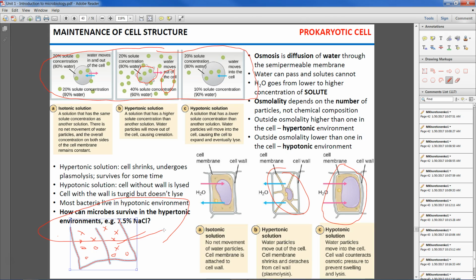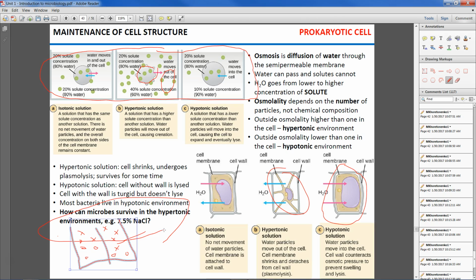How can microbes live in the environment with a high concentration of chemicals? What they have to have. Chemically, if there is high salt concentration outside of the cell, what they should develop? Yeah, they gotta have the same concentration of solutes inside the cell. Does that make sense?